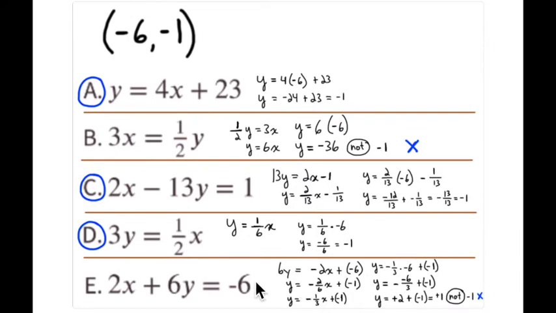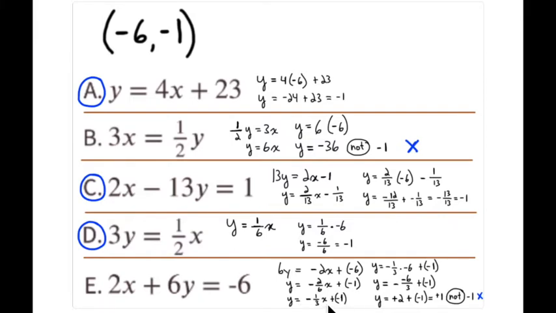For E, get this equation into the slope-intercept form. So you're going to move the positive 2x over to the right side. So that becomes a negative 2x plus negative 6. And you divide through by the 6. So this becomes a negative 1/3 x plus a negative 1. So this is the slope-intercept form right here. So y equals a negative 1/3 x plus negative 1.